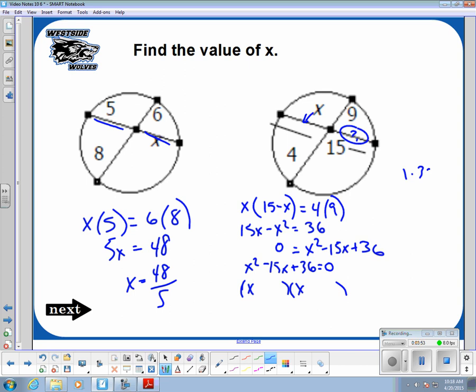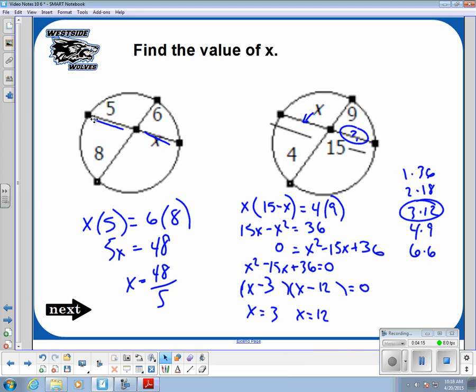We've got 1 and 36, 2 and 18, 3 and 12, 4 and 9, and 6 and 6. And so I'm looking for the factors that will add to give me 15. So it looks like the 3 and 12. So (x − 3)(x − 12) = 0. So I get x is equal to 3 and x is equal to 12. We got two values here.